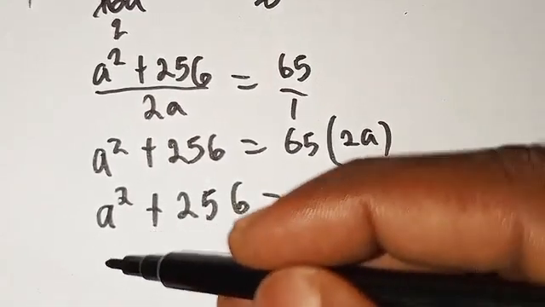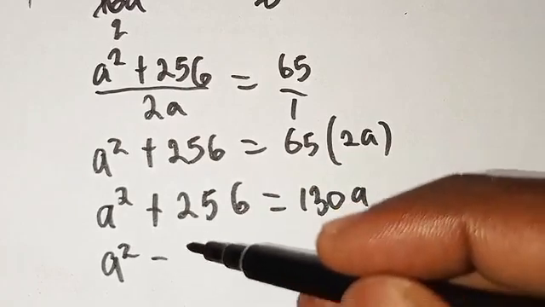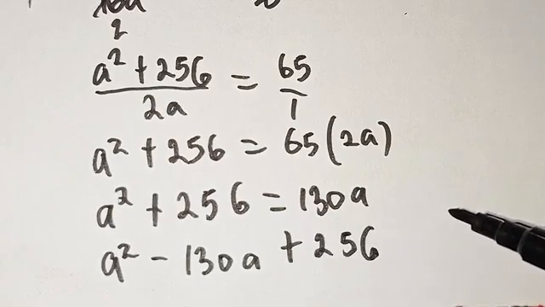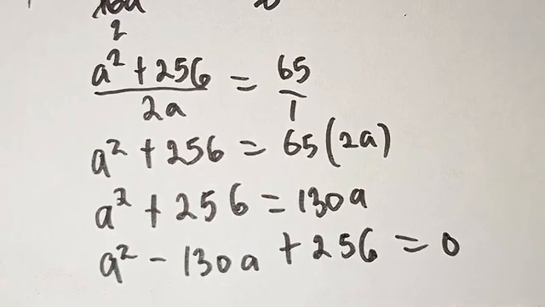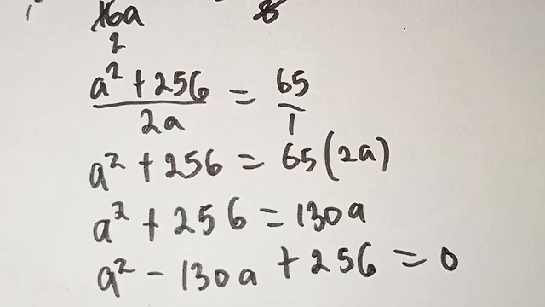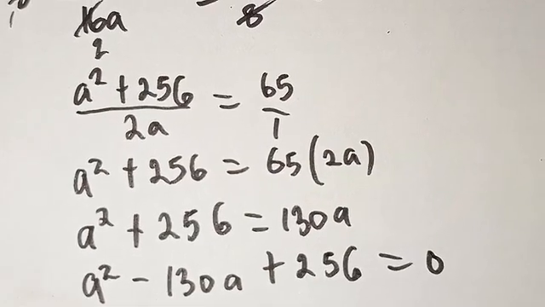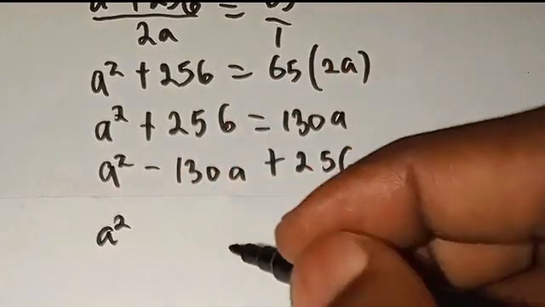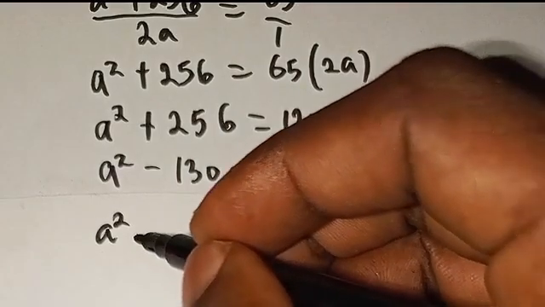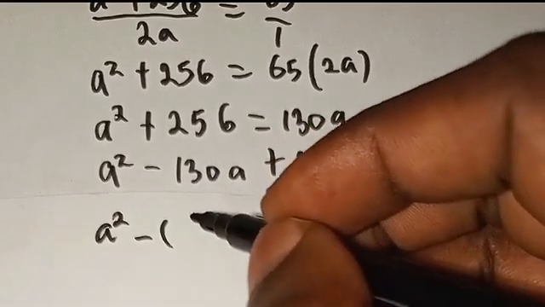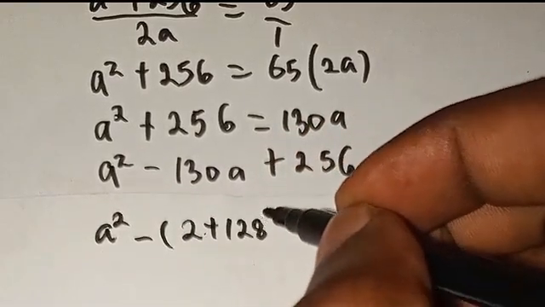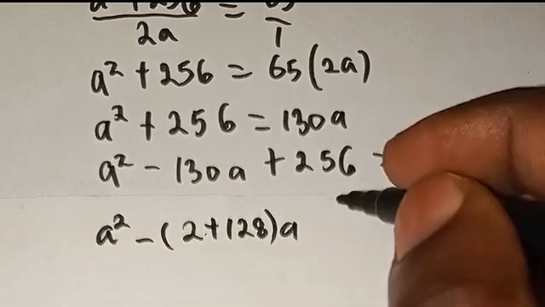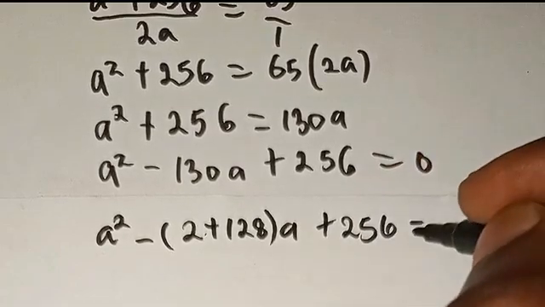So now from there, we're going to have a squared minus 130a plus 256 equals 0. This is a quadratic equation in terms of a. We're going to have a squared minus, into bracket, this 130, I'm going to write it as 2 plus 128. You know, 2 plus 128 is going to give me 130. Then plus 256 equals 0.